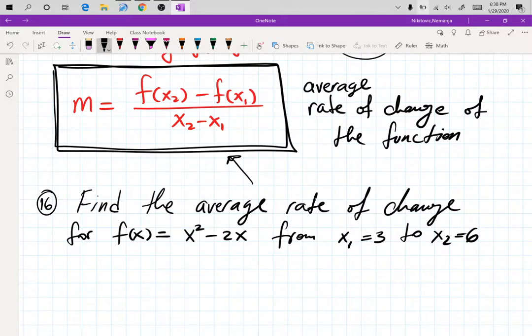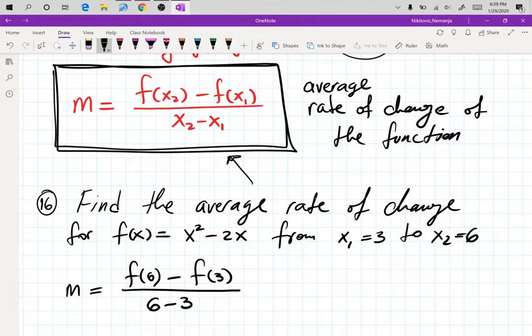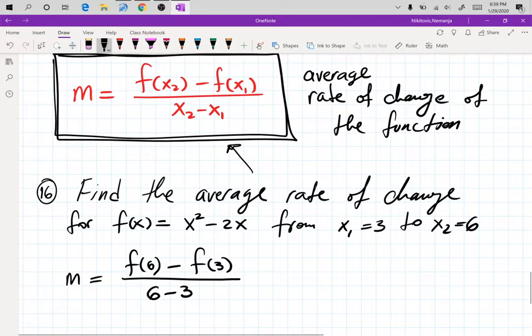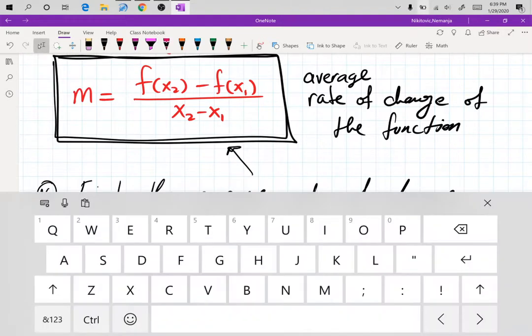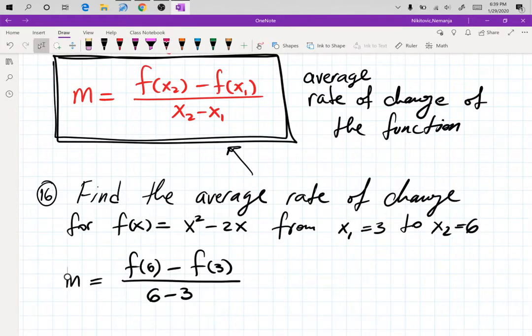What we do in this problem is, we are calculating this slope, the average value, and we are supposed to plug in f of x2. How much is my x2? 6. So I need to calculate f of 6, then I need to subtract f of 3. And then I need to divide it by? Minus 3. Perfect. So the formula says compute the function at the second x, minus the function at the first x, and then divide that by x2 minus x1, which is 6 minus 3.